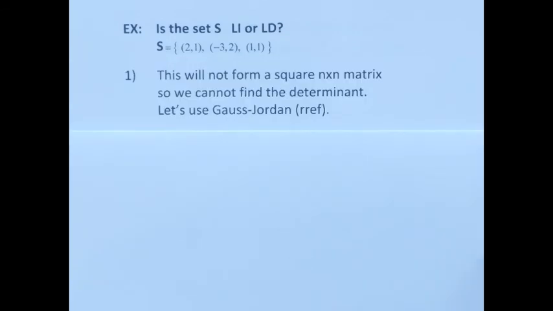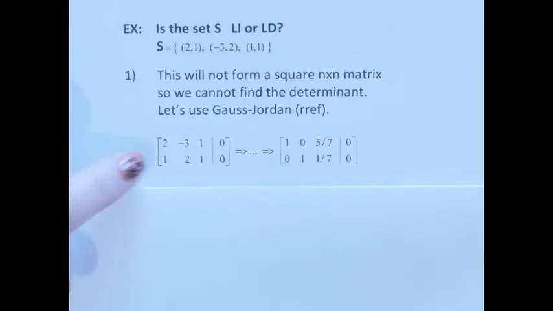New example, is the set S linearly independent or linearly dependent? Set S, we are given the following vectors, 2, 1, negative 3, 2, and 1, 1. As we can tell, this will not form a square n by n matrix, so finding the determinant is out of the question. We're going to have to use Gauss-Jordan row-reduced echelon form. Setting up my matrix again, every time you're given vectors, vectors are column vectors. 2, 1, negative 3, 2, 1, 1, set it equal to 0.